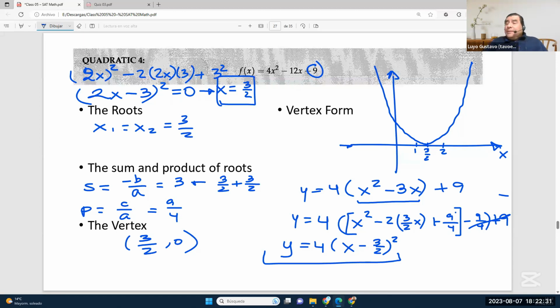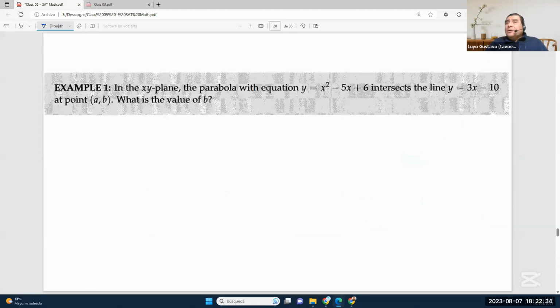Okay, now there are some more examples. Let's see some other questions that deal with the concepts of quadratic equations. In the xy plane, the parabola with equation y equals that expression intersects the line y equals that expression at point (a, b). What is the value of b?